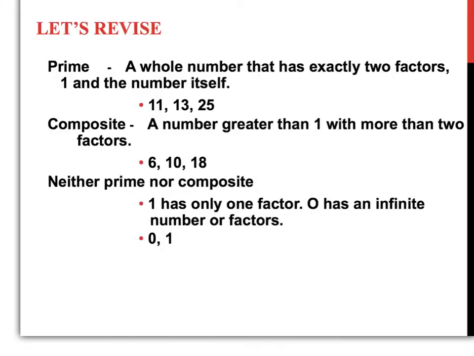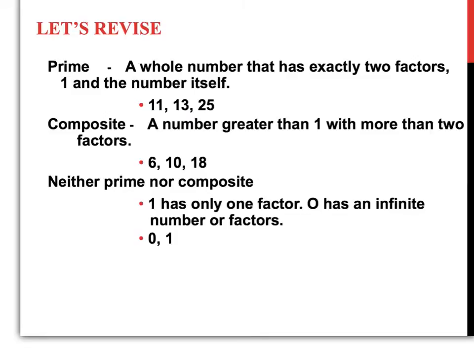So we need to remember that prime numbers are whole numbers that have exactly two factors. They don't have 1, they don't have 3, they don't have 72. They have exactly only two factors: 1 and the number itself. So only 1 and the number itself can actually multiply into it.